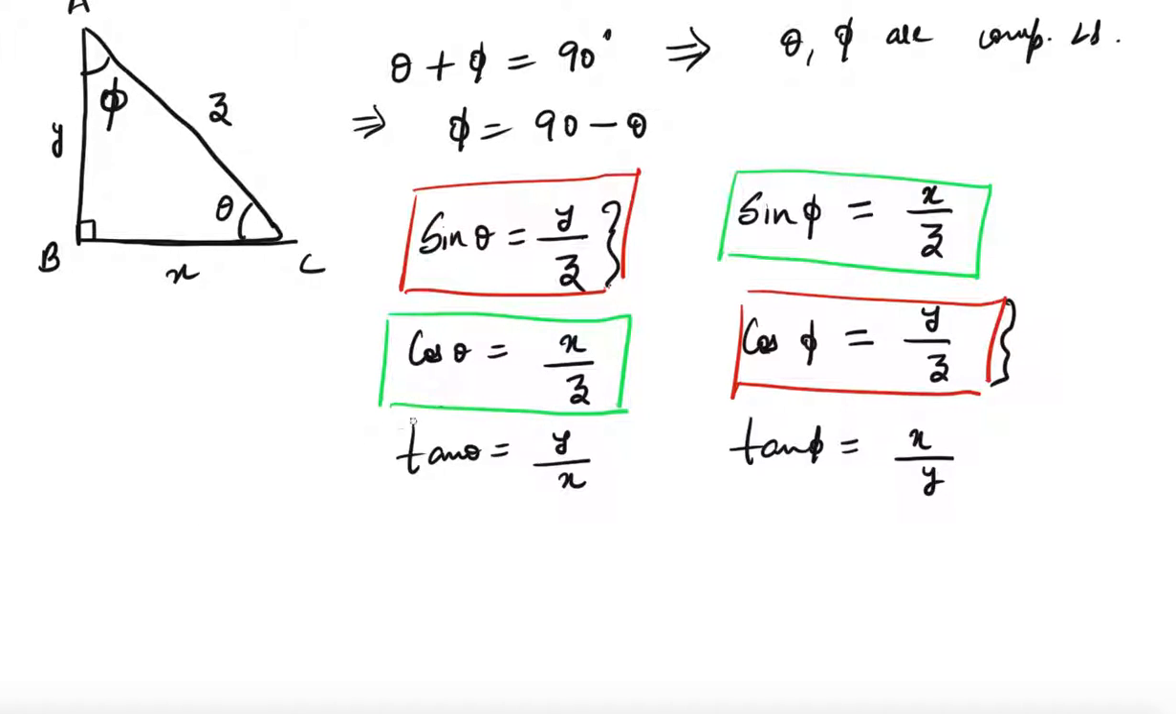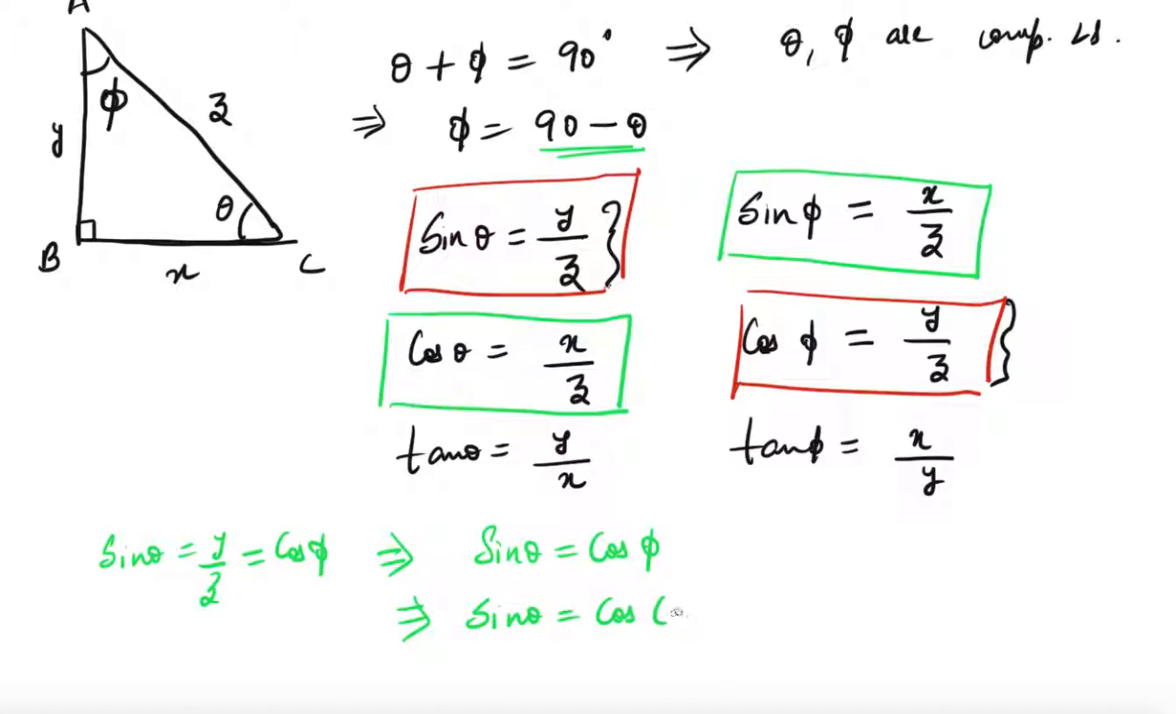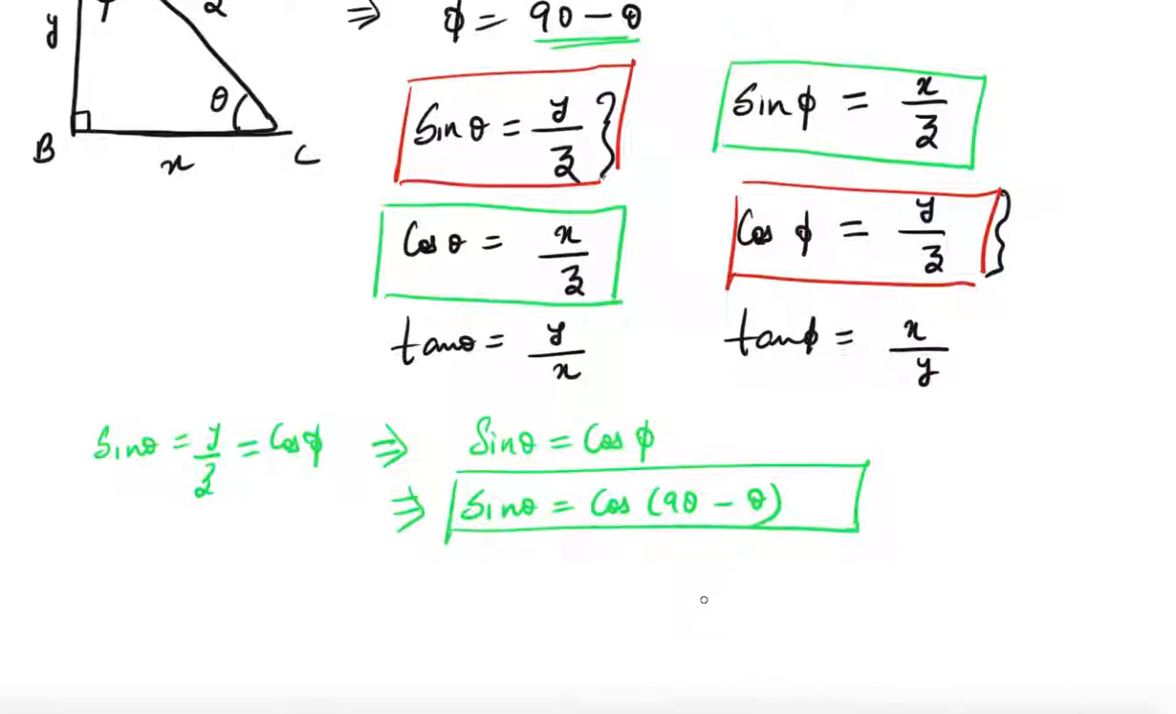Now let us equate sin theta and cos phi, because I know that sin theta is y by z and cos of phi is also y by z. So sin theta became equal to cos phi. But what is phi basically? 90 minus theta, right? So from here I can conclude that sin theta is equal to cos of 90 minus theta. That is our first concept of complementary angles: for two complementary angles, sin theta is always equal to cos of 90 minus theta.